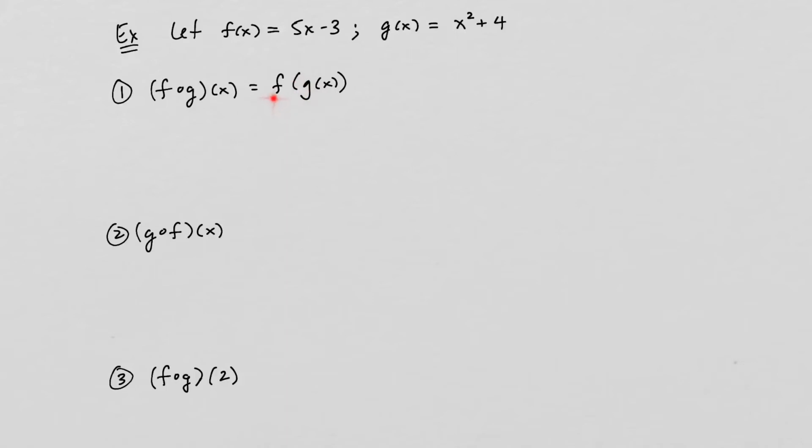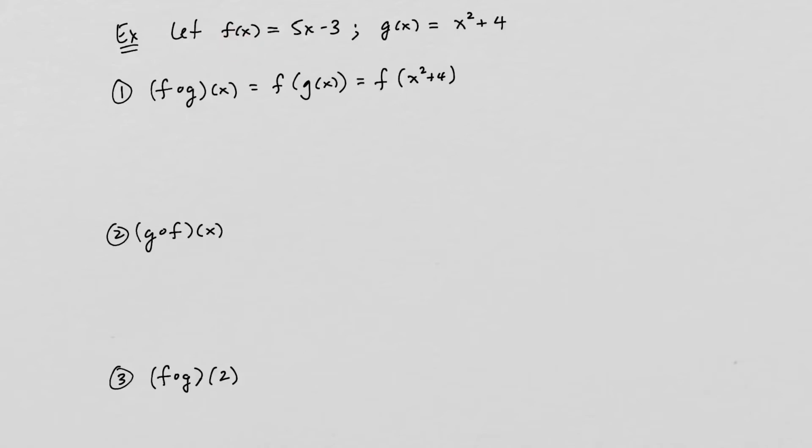So you don't start on the outside, you start on the inside. We know g of x is the function x squared plus 4. So we can take x squared plus 4 and replace g of x with that. And if we do that, we get f of x squared plus 4. Now, how do we do f of x squared plus 4? Well, go to your definition for f.